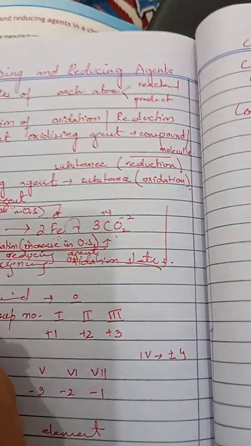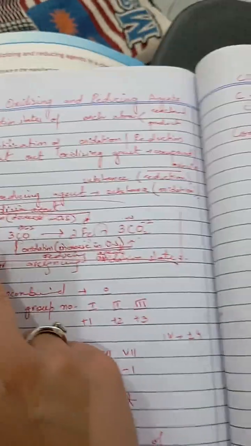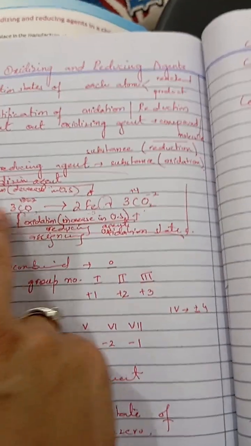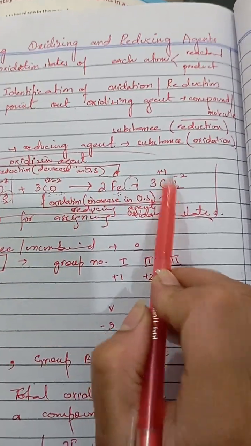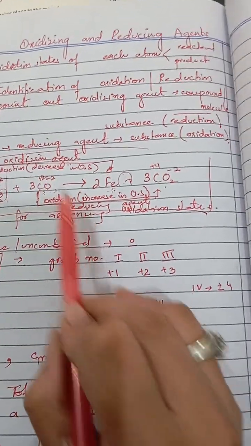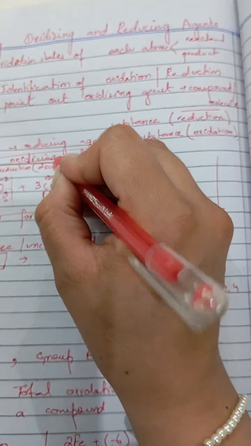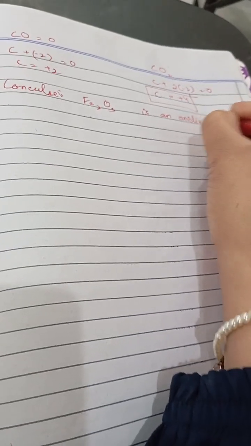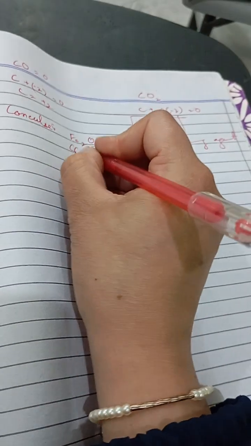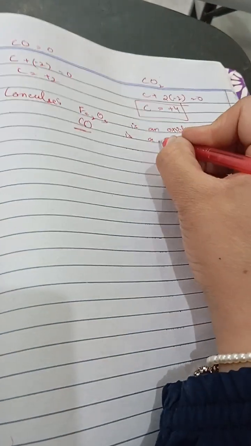All of this is the understanding part, and this is the part of your answer. Write down the chemical equation like this, write down the oxidation states, write down which is reduction and which is oxidation, then write down the oxidizing and reducing agents, and after that give a conclusion at the end of your answer. The conclusion is: Fe2O3, the whole compound, is an oxidizing agent. Similarly, CO, the whole compound, is a reducing agent.